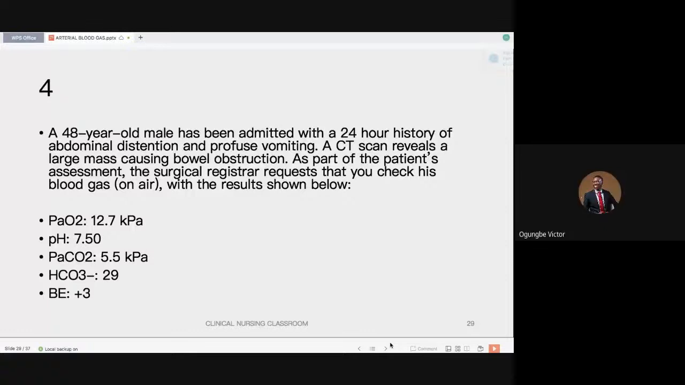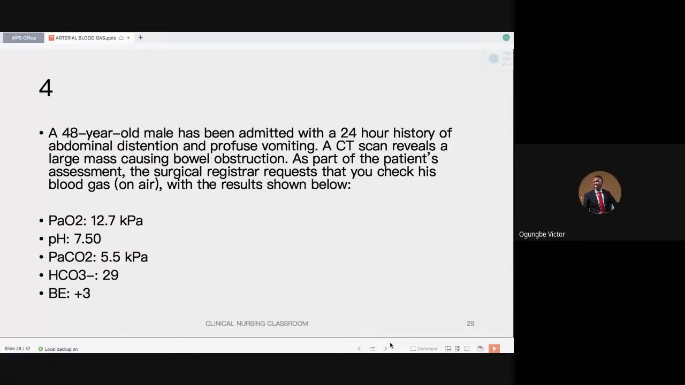PaCO2, partial pressure of CO2, is 5.5, which shows that it is still normal. That is, we cannot trace the cause of alkalosis to the CO2. And our HCO3 is 29, which shows that it is alkalosis because it's more than 26. That's to show that you have metabolic alkalosis. So what is your conclusion? Conclusion is that it is non-compensated metabolic alkalosis.